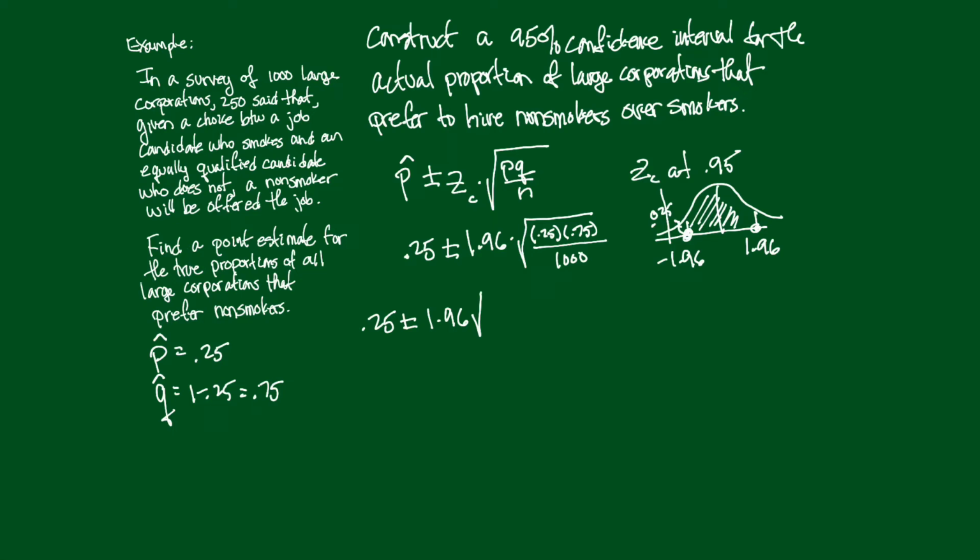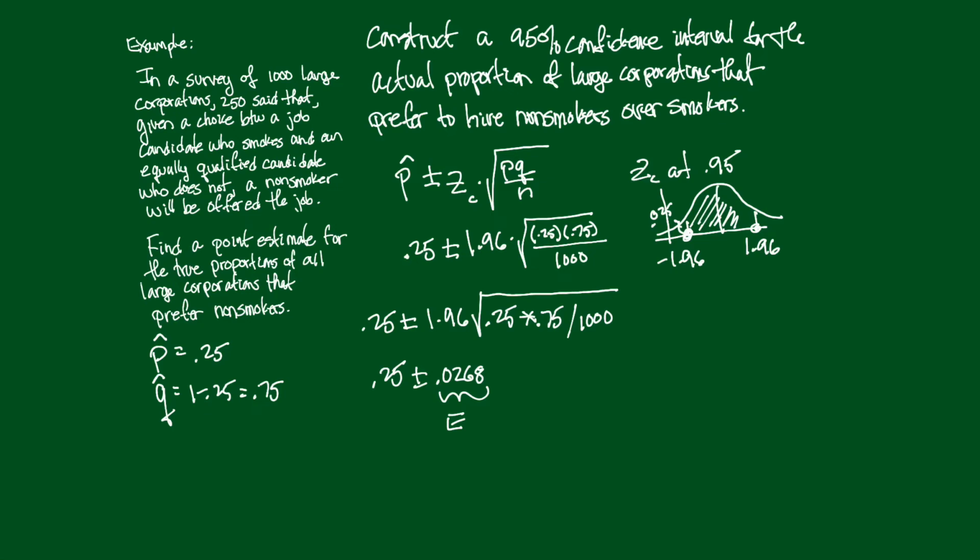Square root, and then put in 0.25 times 0.75, divide by 1,000, right? And the square root follows all of it. And then I still have my 0.25 out here, plus or minus. I got 0.0268. Now that is the error, right? That's the maximum error of our estimate.